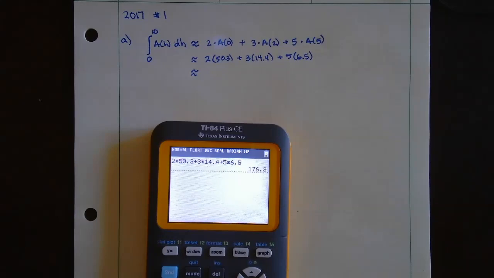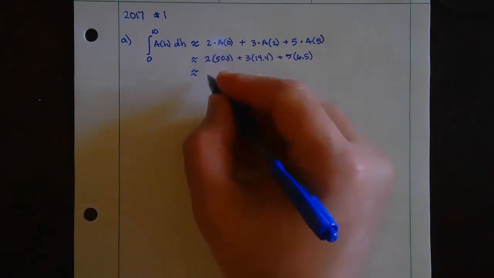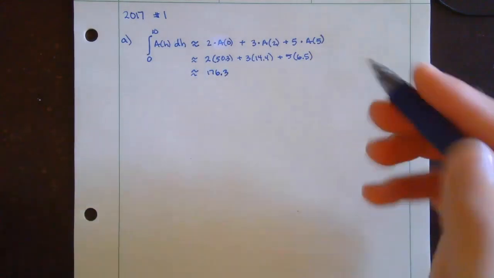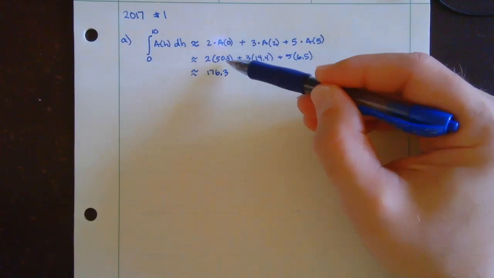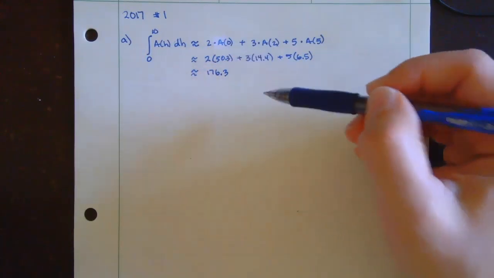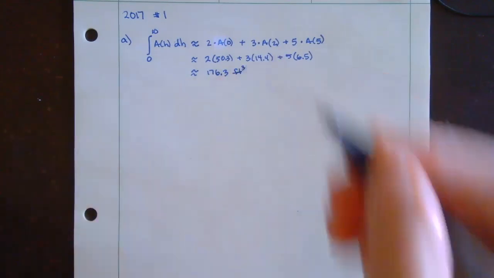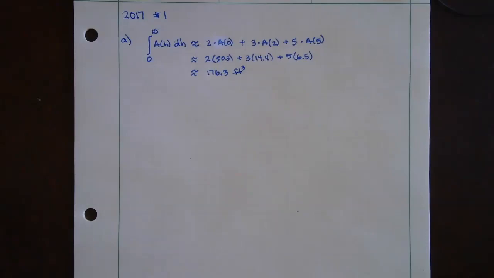And we get 176.3. So the volume of this would be 176.3. Remember, this 2 right here is feet. This A of 0, the 50.3, is square feet, so it's given us the right unit. So this is feet cubed, and that's the correct answer for part A.